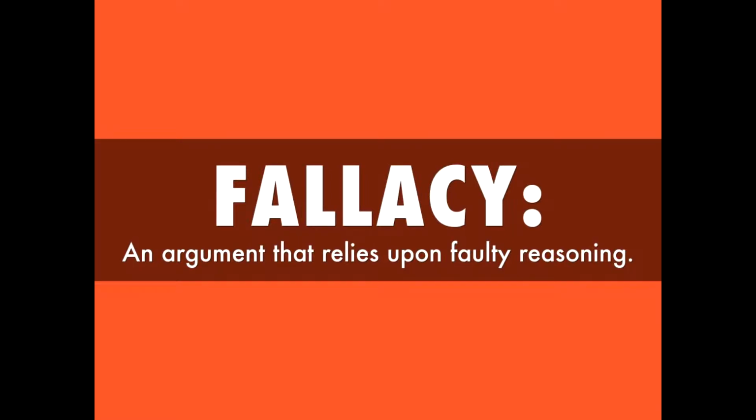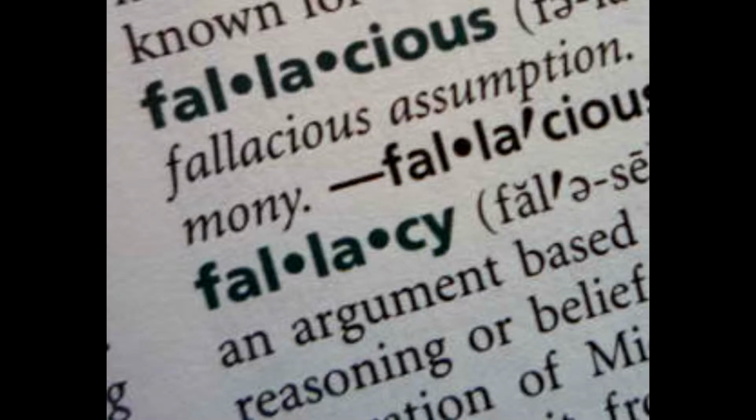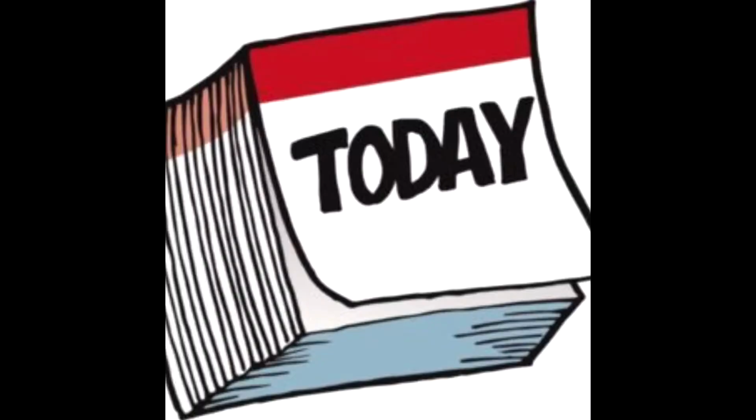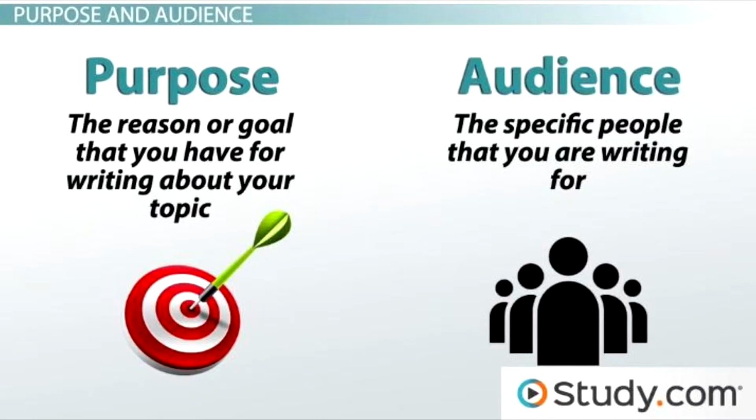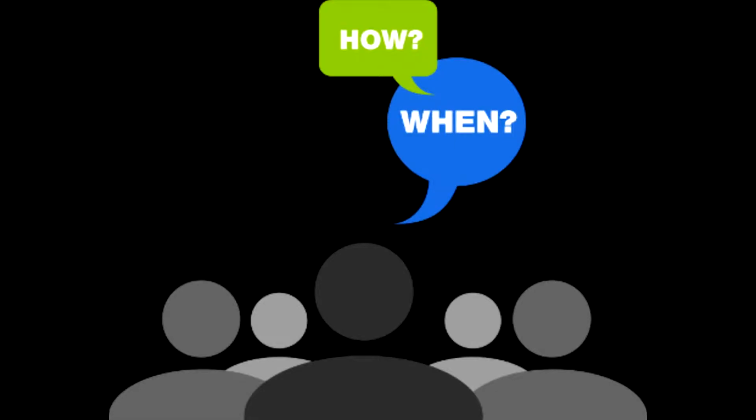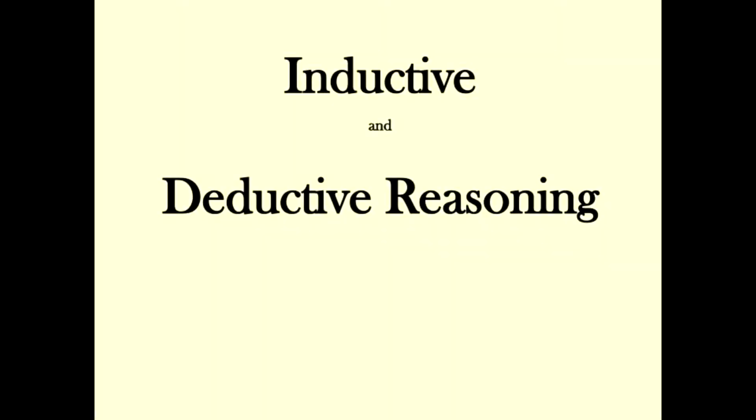Fallacies are the use of invalid or defective reasoning when building up an argument. Fallacious arguments can be misleading because they are based on wrong moves. Today we'll be talking about inductive and deductive reasoning. Our purpose for this audience is to know when and how to use inductive and deductive reasoning.